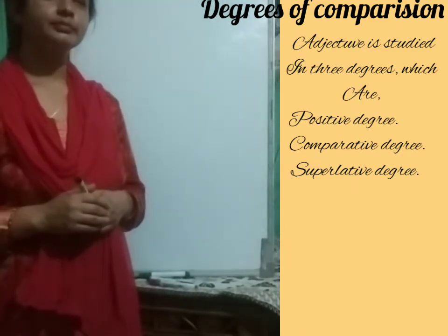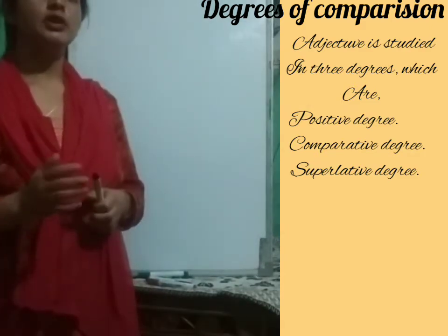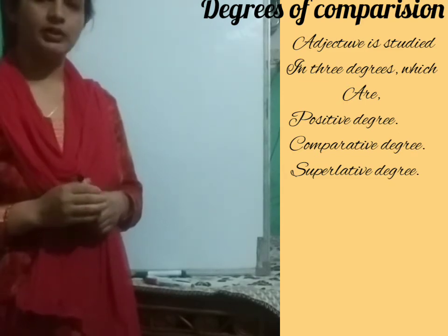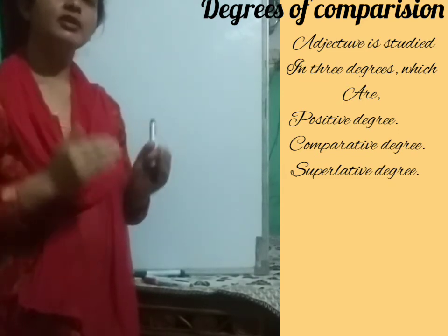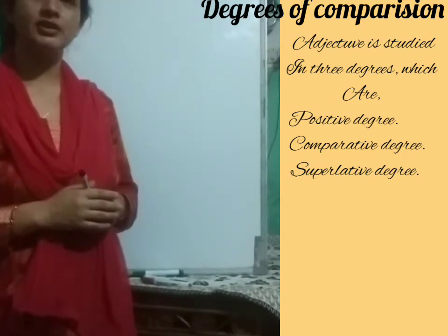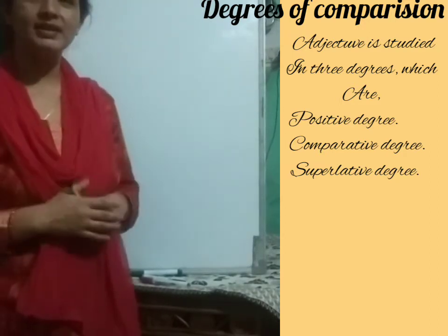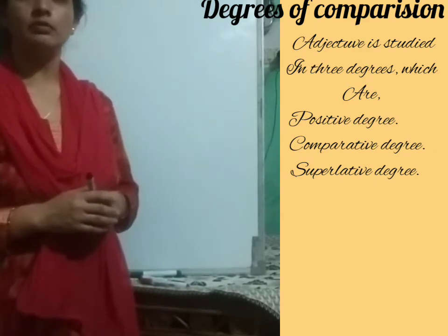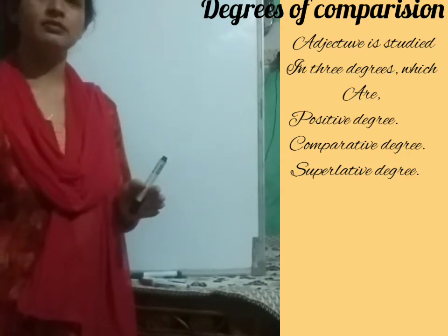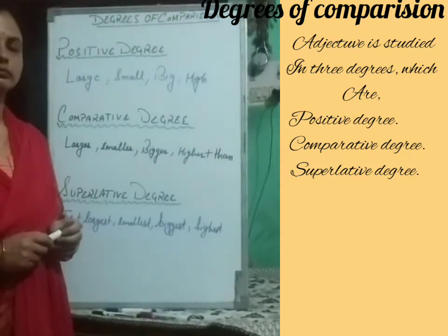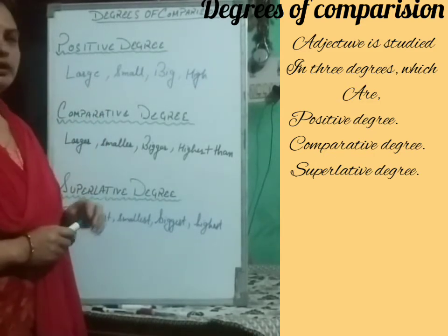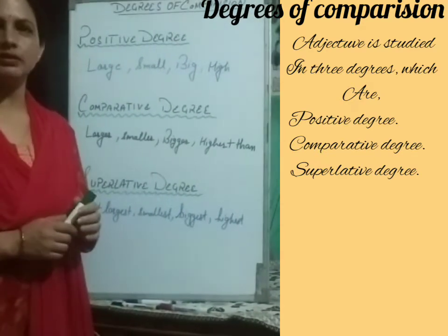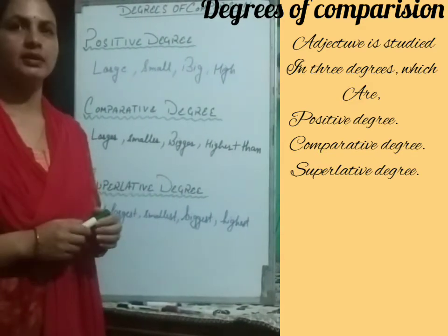Hello children. In an earlier video, we discussed adjectives and kinds of adjectives. So we have discussed several adjectives, and now today's video topic is degrees of comparison. Children, there are three kinds of degrees: positive degree, comparative degree and superlative degree.